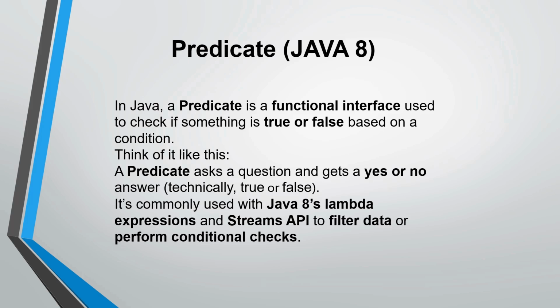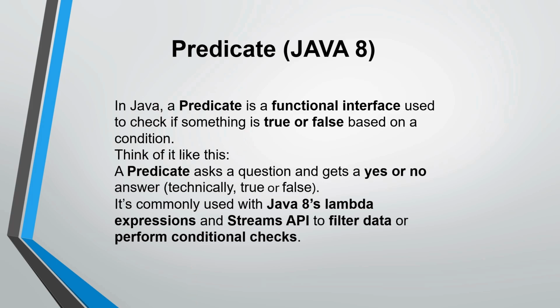So what is the predicate? Is anybody aware of it? A predicate is a functional interface. As all of us know, Java introduced functional interfaces in Java 8. So it's a functional interface which is used to check whether something is true or false. Maybe you can consider it like an if-else condition. So it will be used to check if the condition is true or false, and it will accept only one parameter as an input.